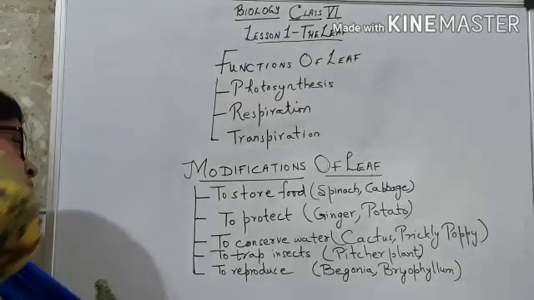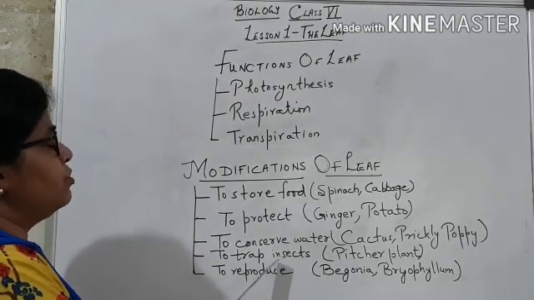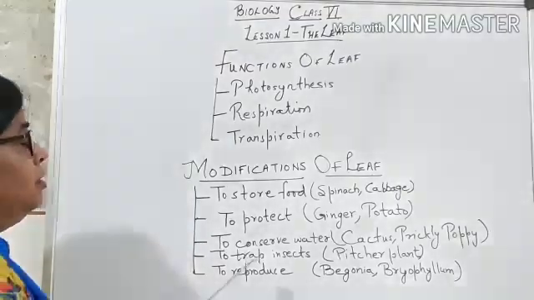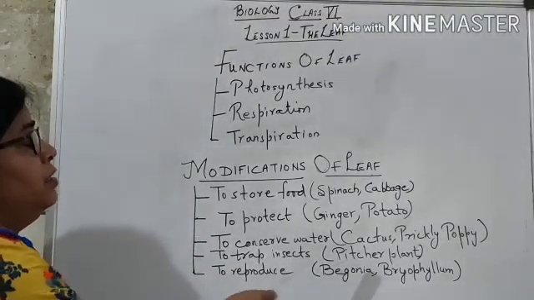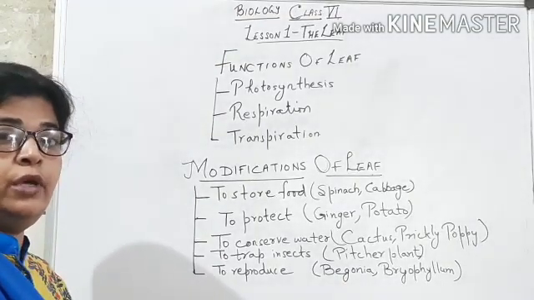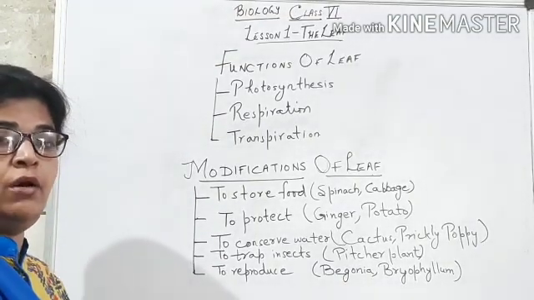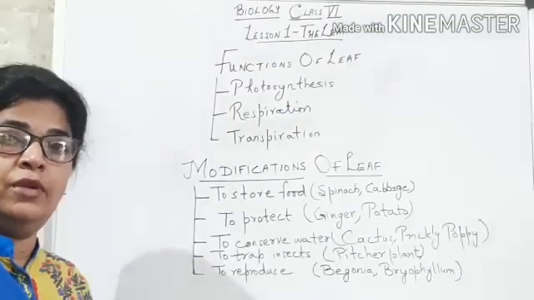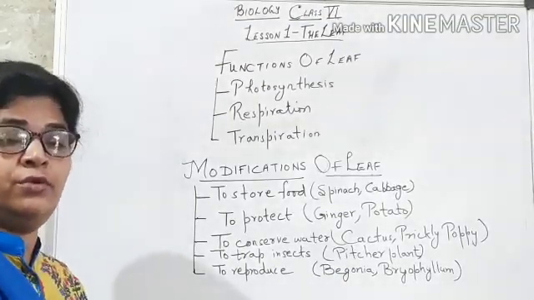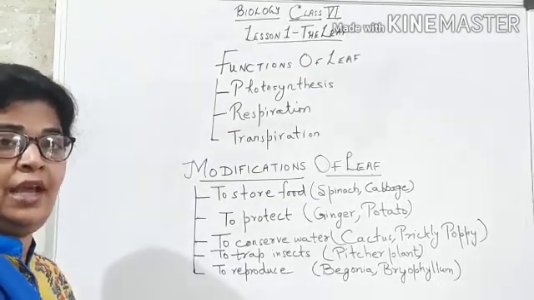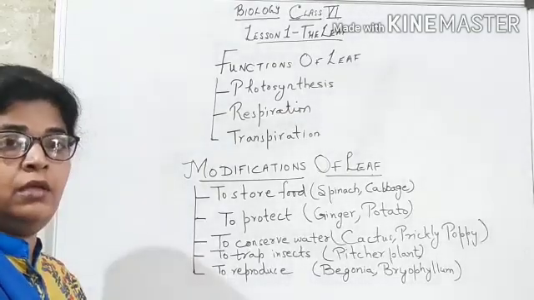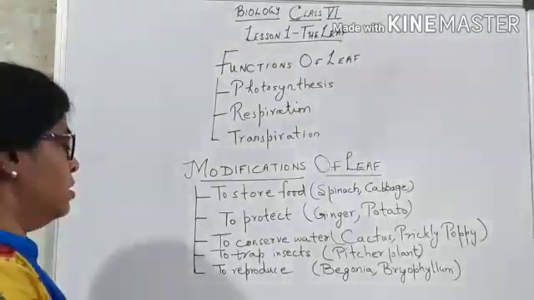Then leaves can be modified to trap insects, like pitcher plant and bladderwort. These plants trap insects because they grow in conditions where protein or nitrogen is not available. They cannot make proteins as the soil is nitrogen deficient. So they trap insects to fulfill their requirement of nitrogen.